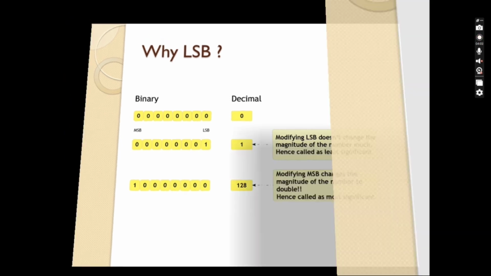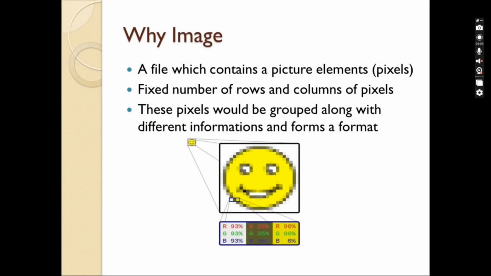Okay, let's go further. Why do we choose an image here? A file which contains a picture is made of picture elements, called pixels. A fixed number of rows and columns are pixels. These pixels are grouped along with different information and form a format.